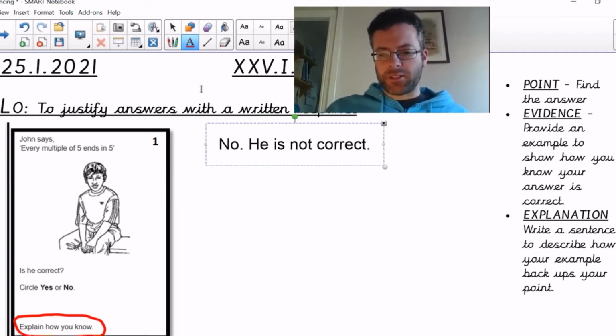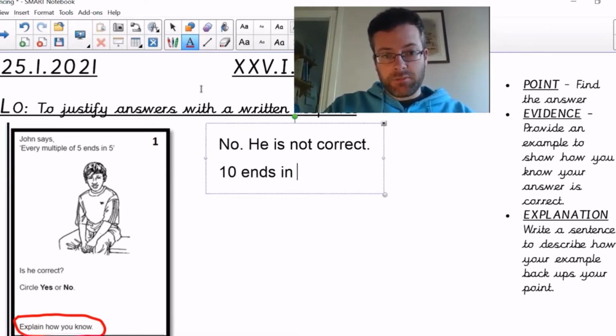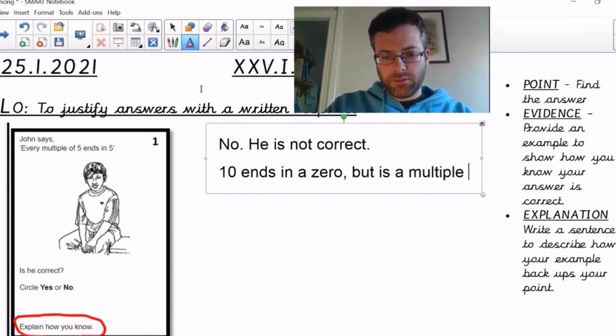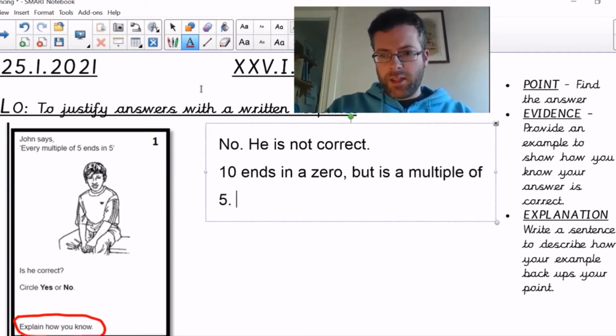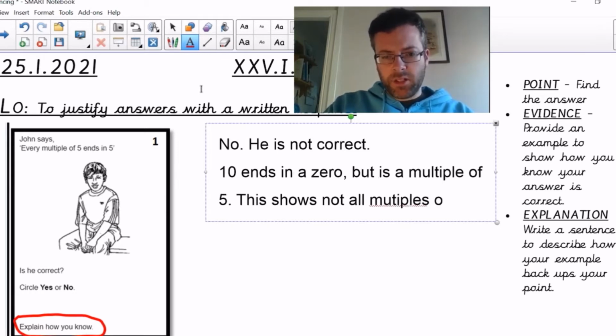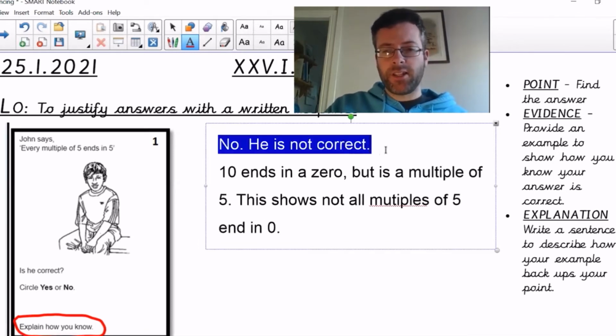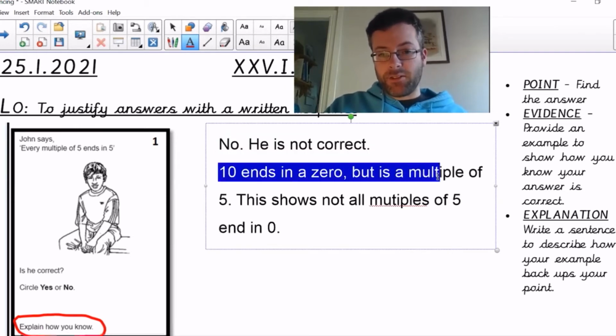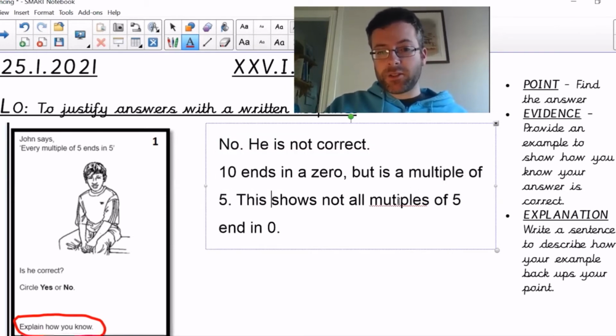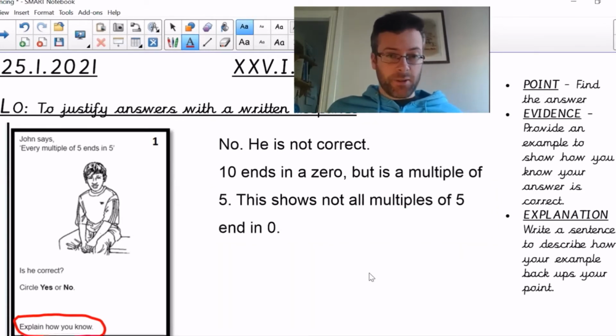Now we need to provide some evidence. So I would say 10 ends in a 0, but is a multiple of 5. And then my explanation: this shows not all multiples of 5 end in 5. Okay, I've made my point: no, he's not correct. I've given some evidence because 10 ends in 0, but this is a multiple of 5. And then I show that this shows that not all multiples of 5 end in 5. Straightforward. That's the kind of question we're doing today.